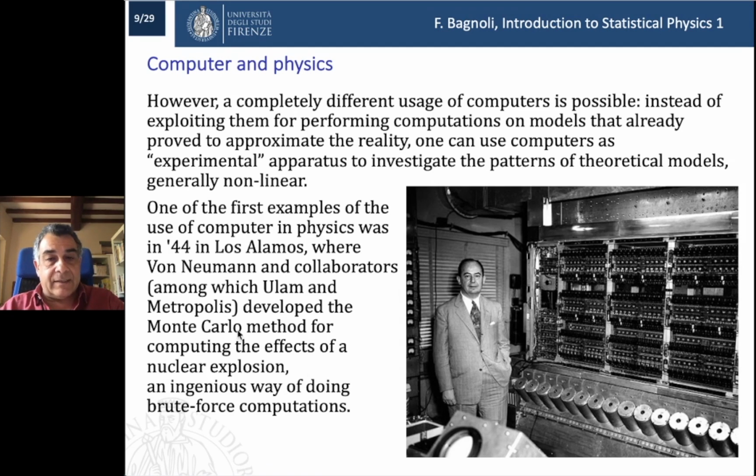Actually, I think that Monte Carlo was chosen as the name for this method because the uncle of Ulam used to play at the Monte Carlo casino and to lose money. And so they were joking about using dice, random numbers, in order to perform computation. And since von Neumann was always joking, I think that he chose this Monte Carlo name.